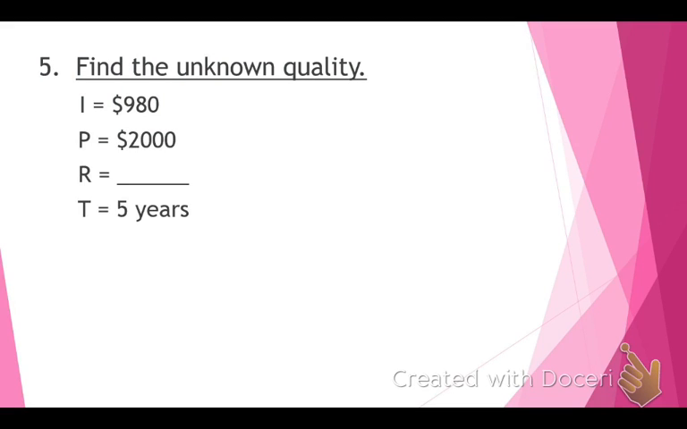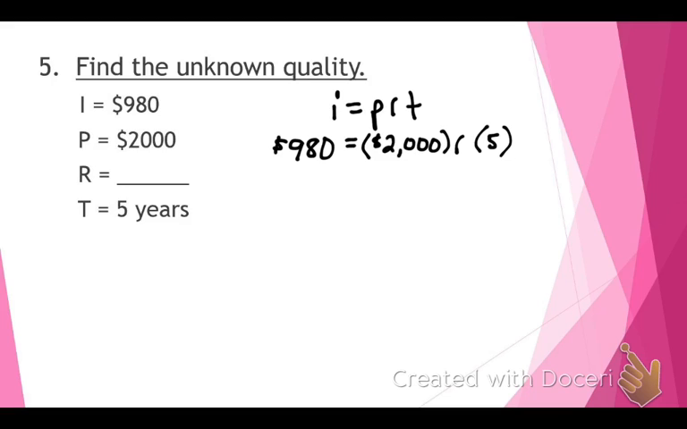Number 5 is asking us to find the unknown quantity. What is the simple interest formula that I need to use for this? I equals P times R times T. So now we're just going to simply plug in some things that we know. What is my I? $980. JD, what's my principal? $2,000. Jakari, what's my rate? We don't have one yet, so we're going to keep it as an R. And what's my time, Alex? 5 years. Remember, it always has to come in years.